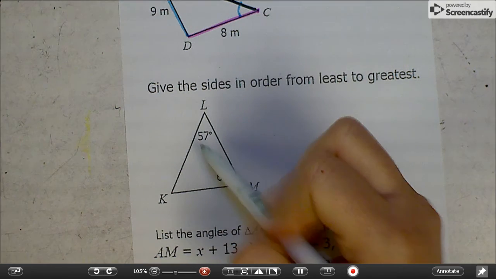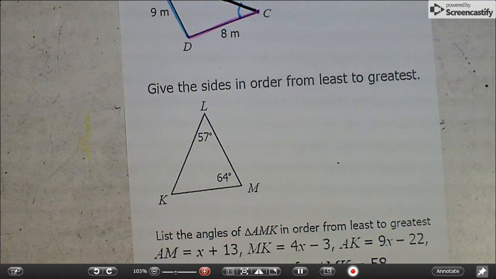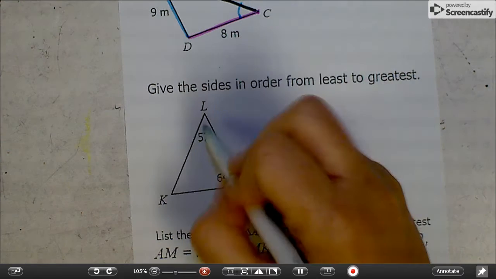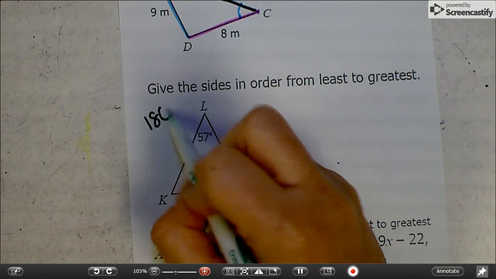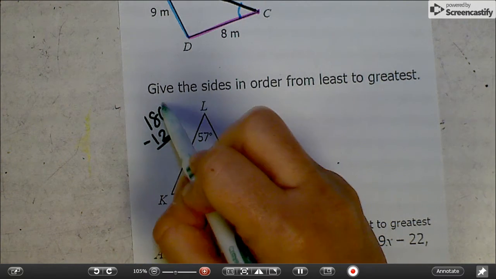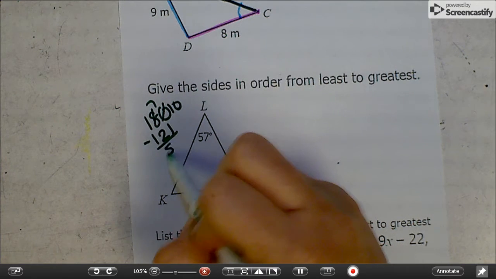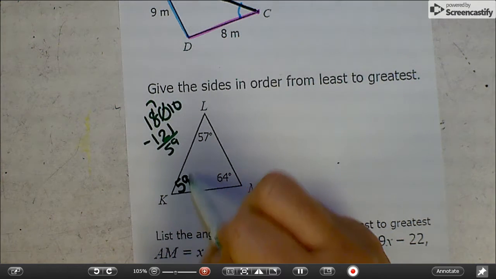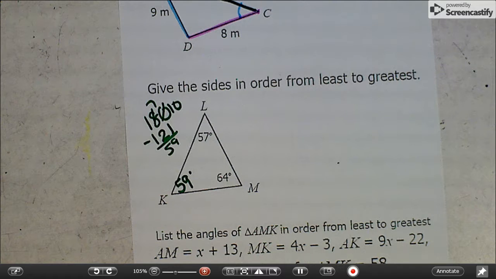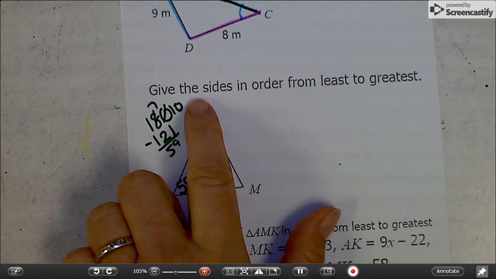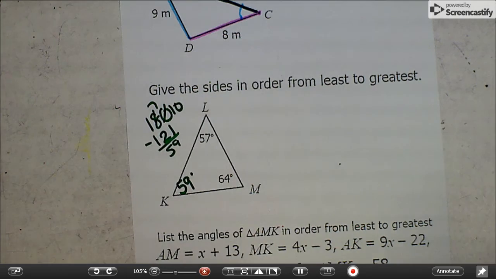So we're going to add these together, and I'm going to be a cheater with my calculator. Those add up to 121. So 180 minus 121 is 59. So this is 59 degrees. Any questions about that part? Okay. So we want to put the sides in order from least to greatest.